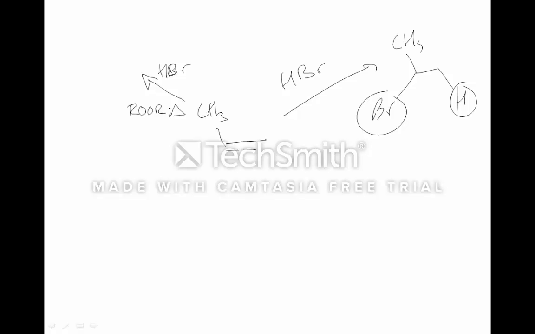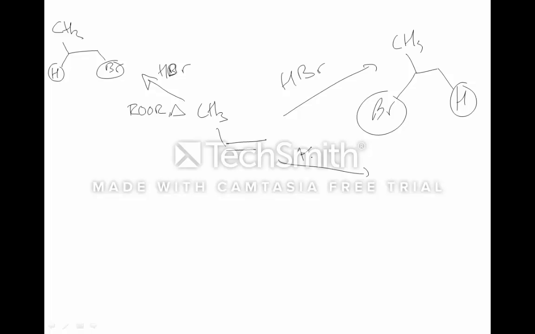We'll go over this in Chapter 15. But again, just a glimpse ahead, we get the opposite regioselectivity. The bromine ends up being on the less substituted carbon. So you get the opposite addition of HBr. Okay, we'll show that's a radical mechanism, very different mechanism.